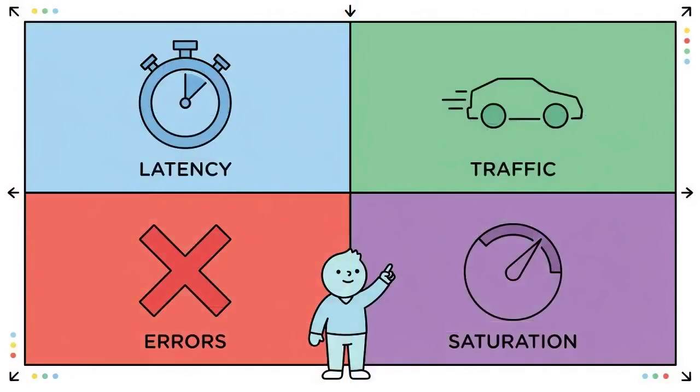When you monitor any system, track the four golden signals. Latency, how long requests take, measured by a stopwatch. Traffic, how much demand is hitting you, symbolized by a car. Errors, the rate of failures, marked by a red X. Saturation, how full your service is, shown by a pegged gauge. Miss any one, and you're flying blind.